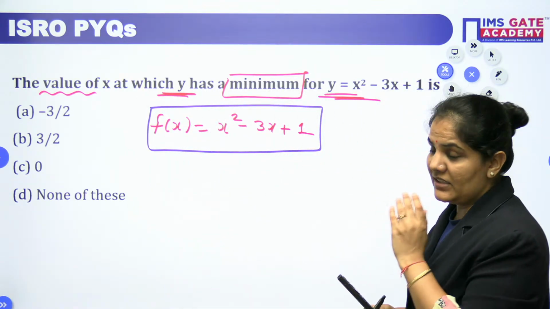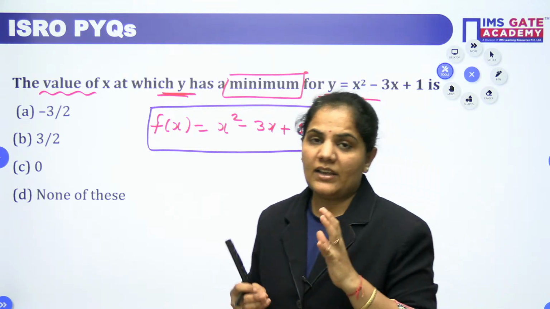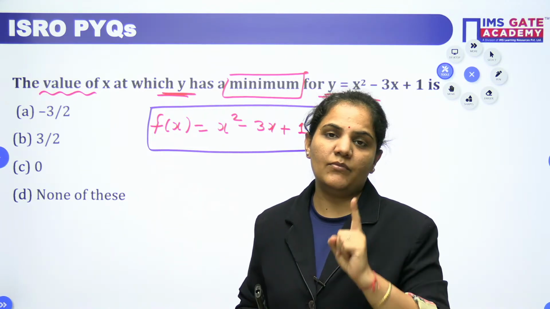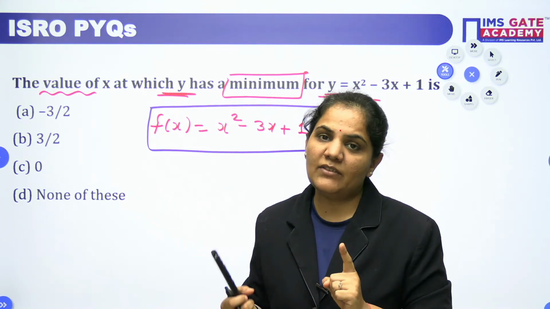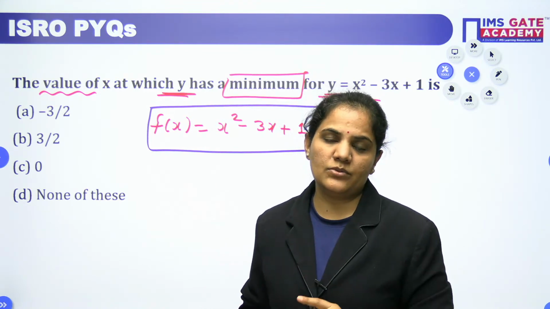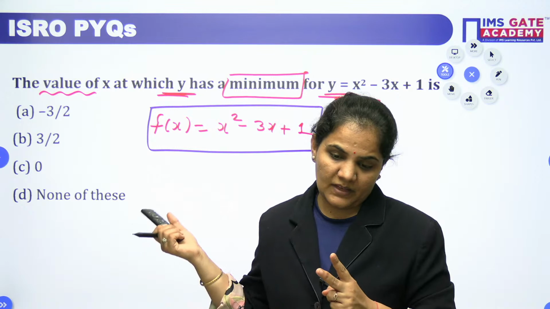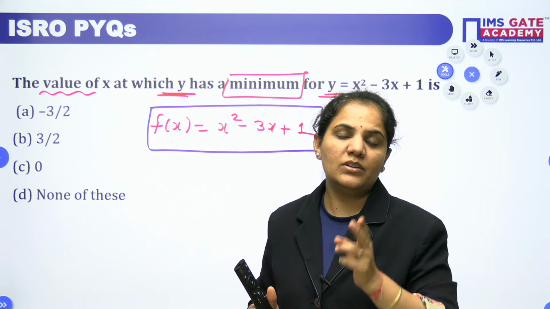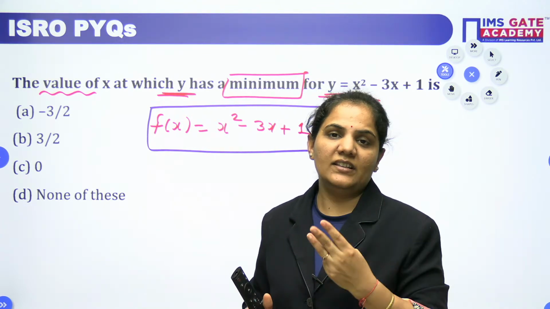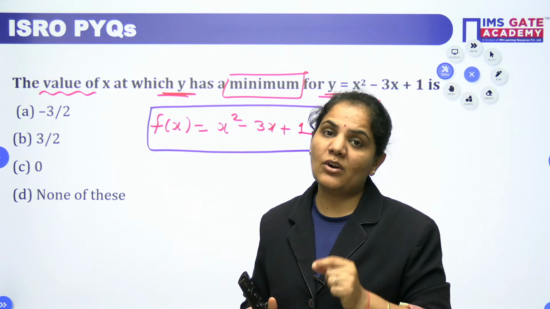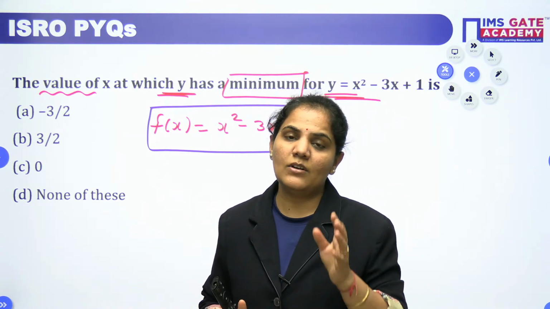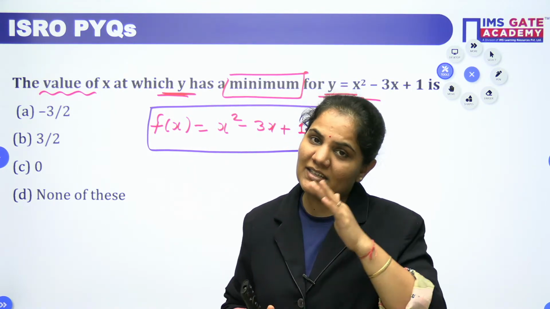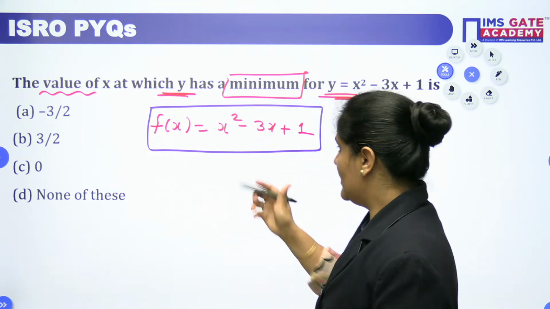In maxima minima for one variable, I already gave you a three-step process. In the first step we find the first order derivative f dash x, then put it equal to 0. In the second step we get the points or the roots. On that particular root we find the double order derivative, and in the third step, if the value of the double order derivative is positive, meaning greater than 0, then I will have minima. If it is less than 0, then we have maxima.